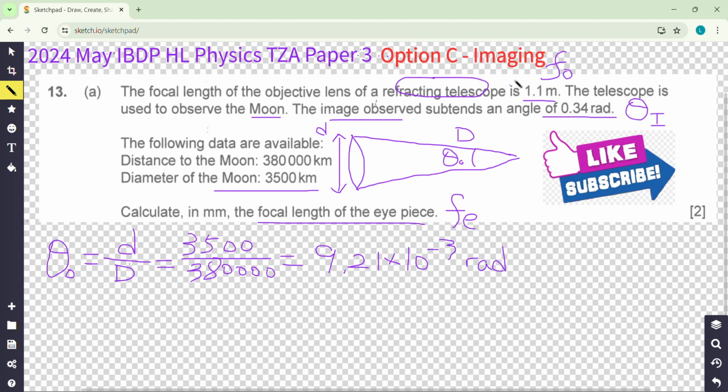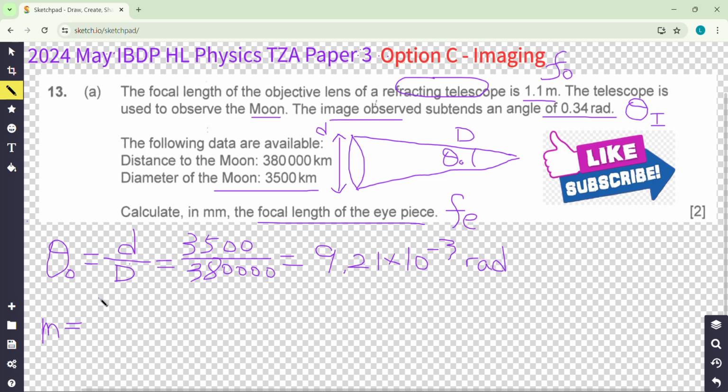And then next, you have to think about how to relate these four things: theta naught, theta I, f naught, and fe. Yes, they are related by magnification. Look at the data booklet. Always for paper 3, look it up from the data booklet. They guide you on what to find and how to find the solution.